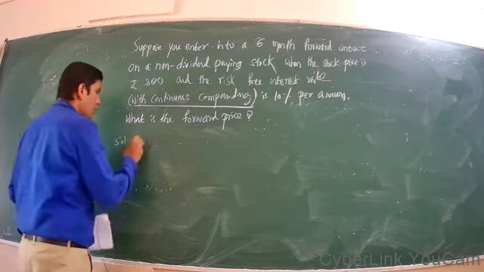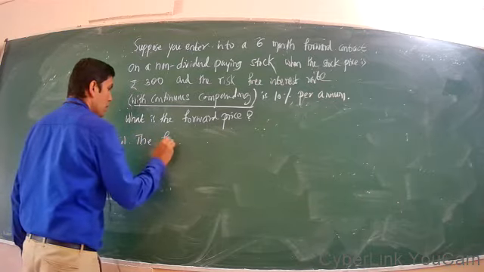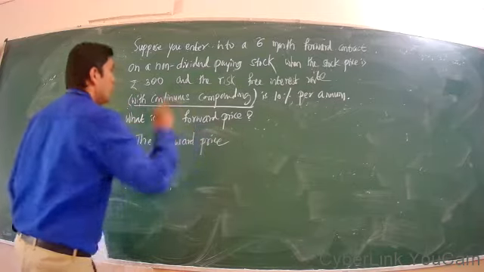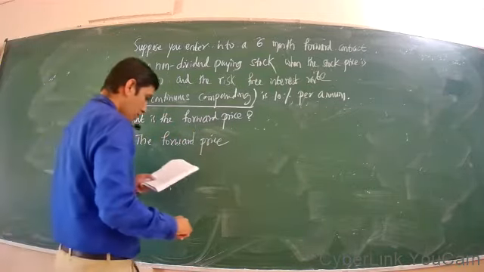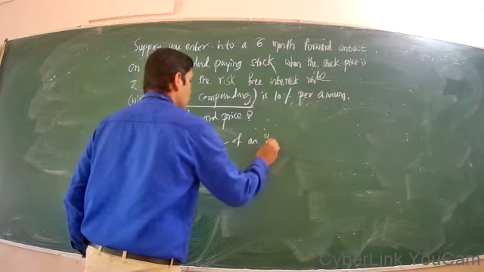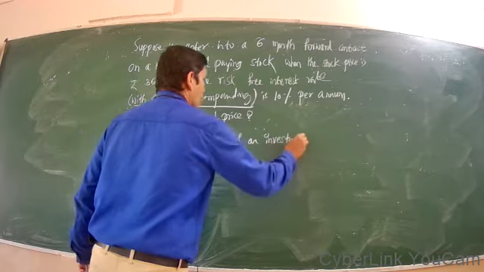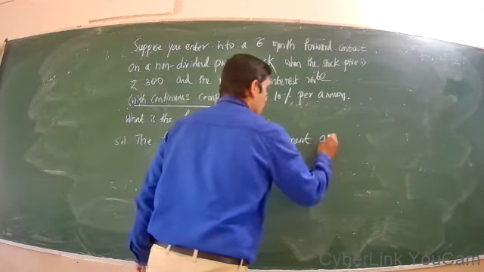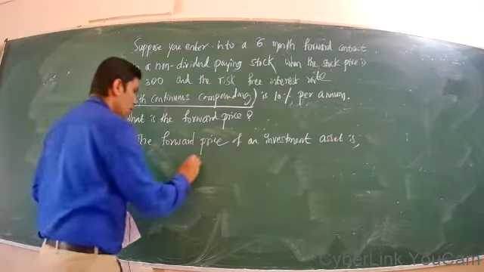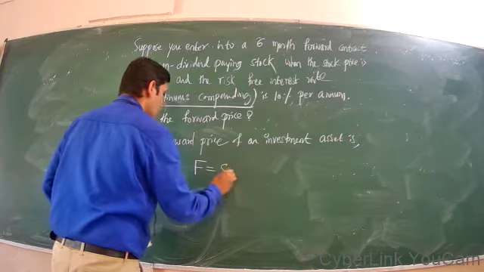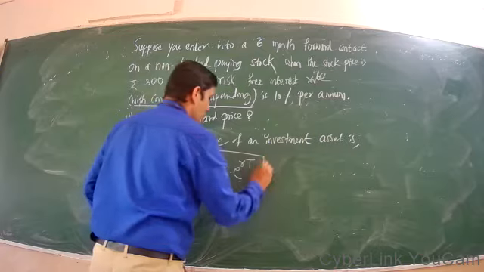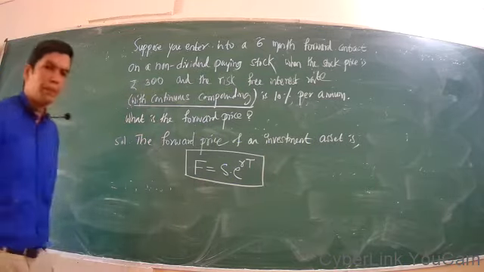The forward price of an investment asset is given by the formula F is equals to S into e raised to RT, right? So this is the formula to calculate the forward price.